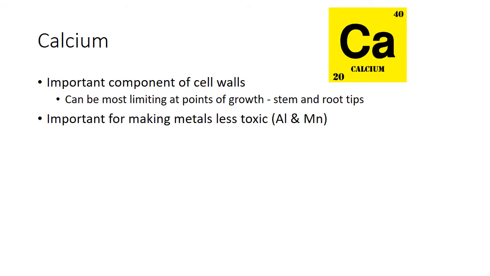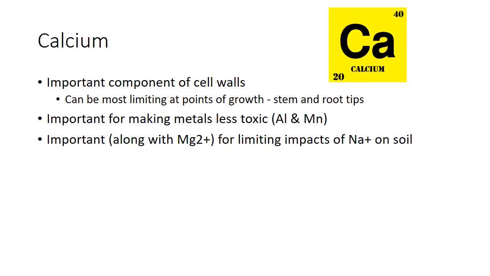Calcium is also important for making things like aluminum and manganese less toxic. We've talked about aluminum before, and aluminum toxicity at low pH, and adding calcium through gypsum or through liming can offset the issues that we get with too much aluminum. Same goes for manganese. Calcium is also important, along with magnesium, for limiting the impacts of sodium in the soil. Calcium, being divalent, does a really good job at aggregating clays and offsetting the dispersion caused by too high levels of sodium.